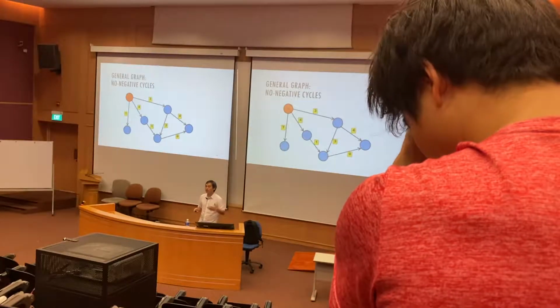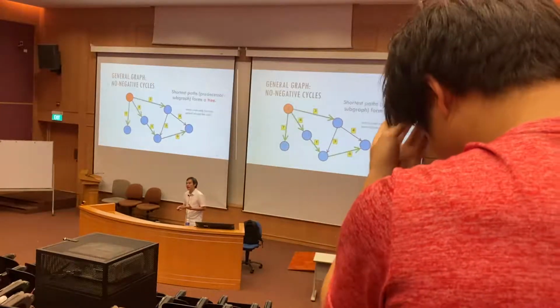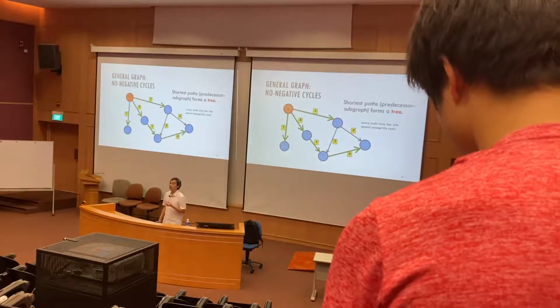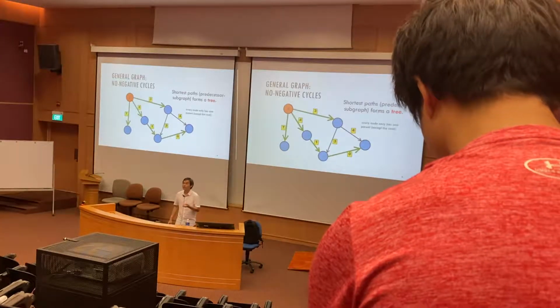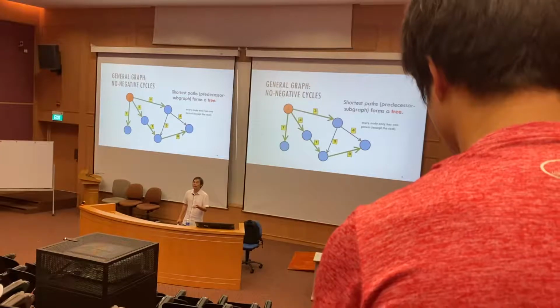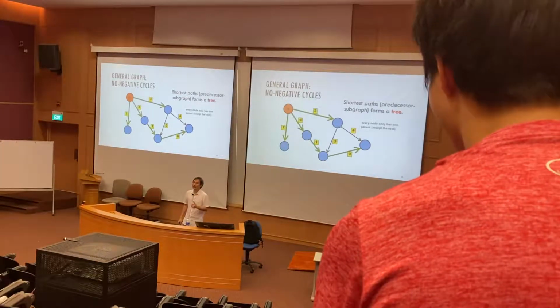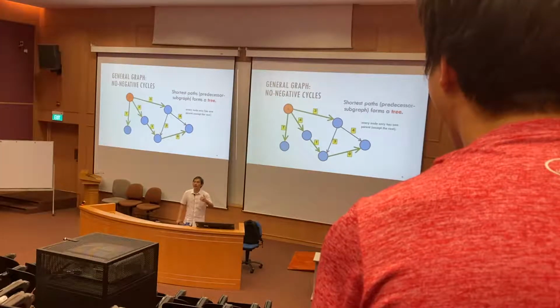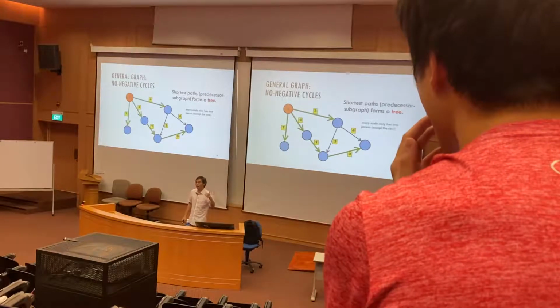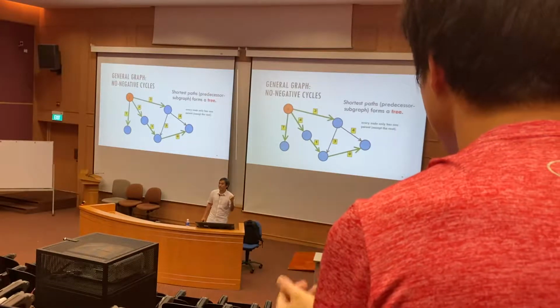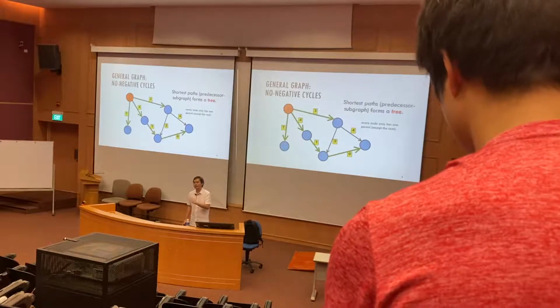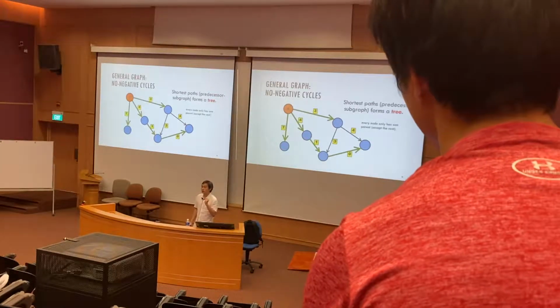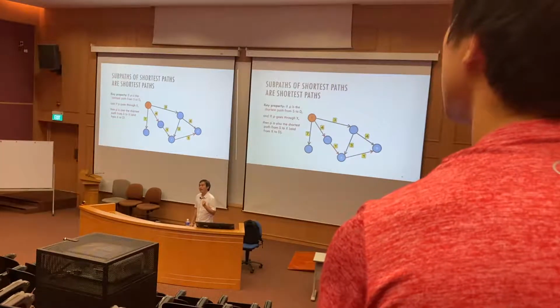For general graphs with no negative cycles, the predecessor subgraph actually forms a tree. So remember what a tree is? A tree is where you only have one parent node or one predecessor. There are not two predecessors, there's one. It forms a tree, except for the root, of course. Now this is true because of that.